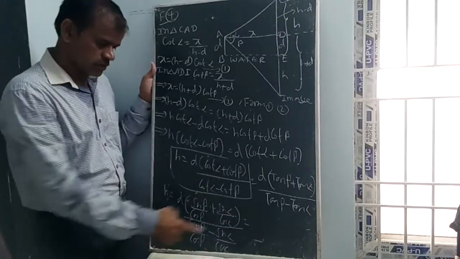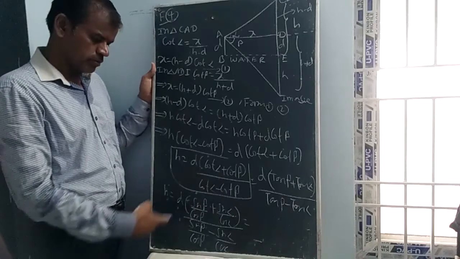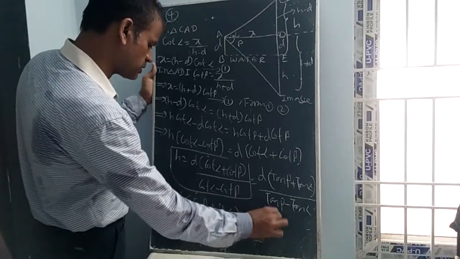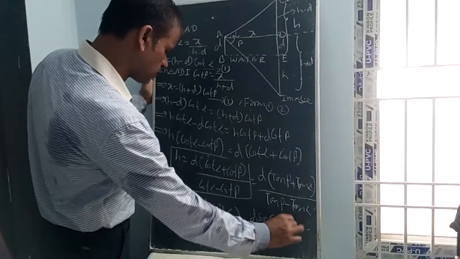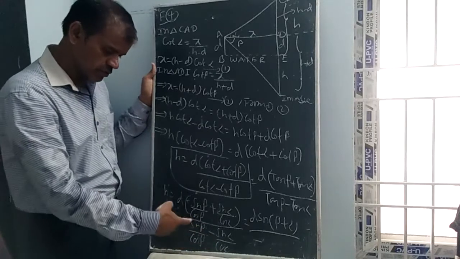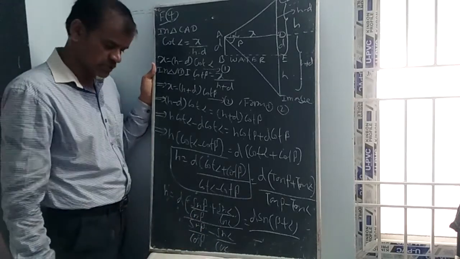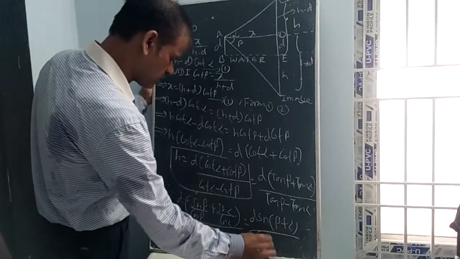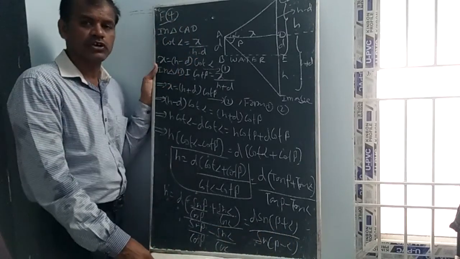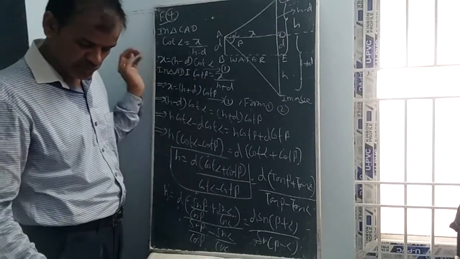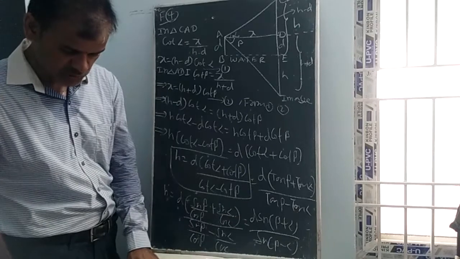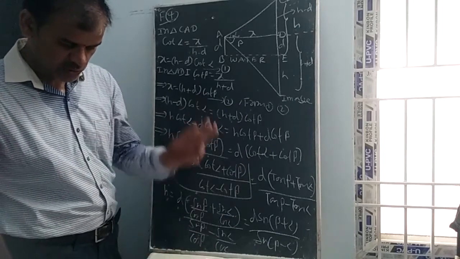Take LCM. Here it becomes sin beta cos alpha plus cos beta sin alpha. So that is equal to d into sin of alpha plus beta, whole by, of course, cos alpha cos beta will be getting cancelled. Here you take sin beta cos alpha minus cos beta sin alpha. So it becomes sin of beta minus alpha. So h is equal to d into sin of beta plus alpha by sin of beta minus alpha, the correct formula.